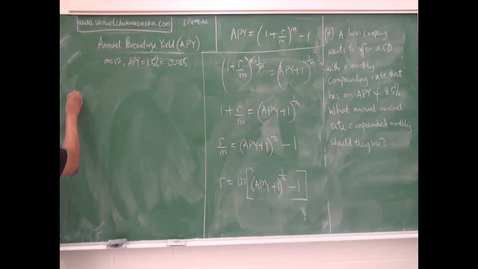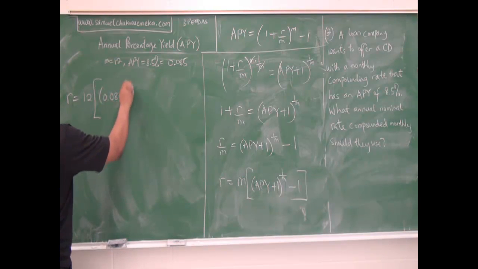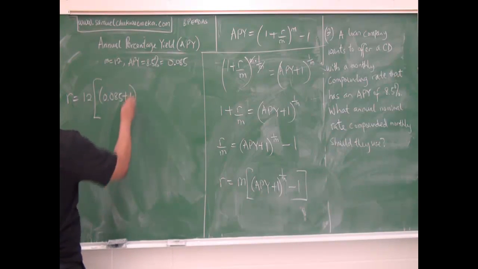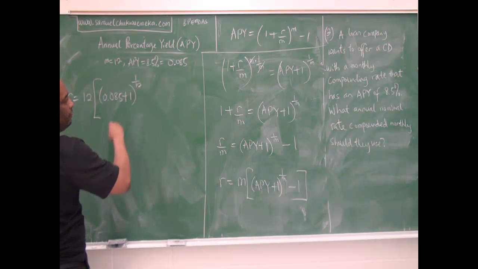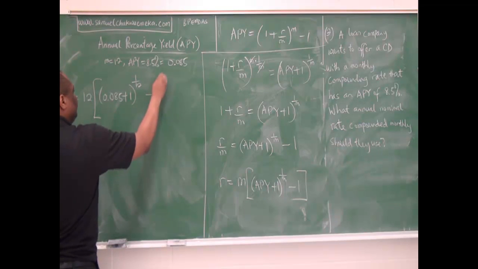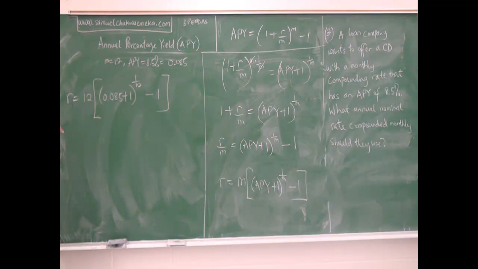So our R will be 12, then (0.085 plus 1) raised to power 1 over 12, then minus 1. Okay? So R will be 12, do it PEMDAS, 1.085 raised to power 1 over 12 minus 1.